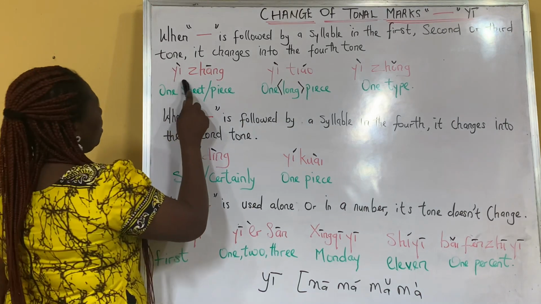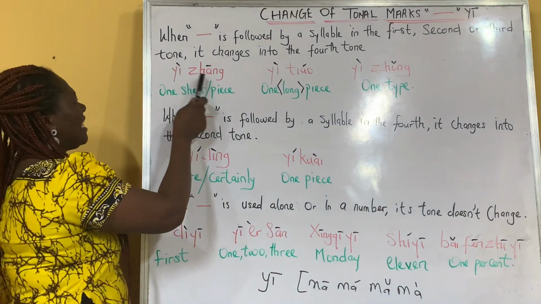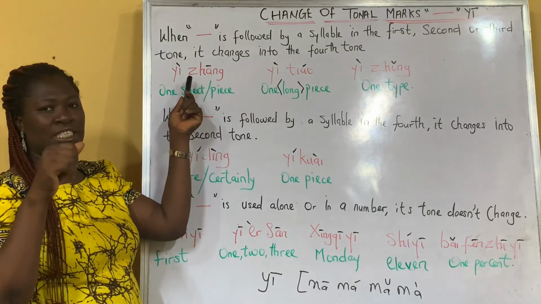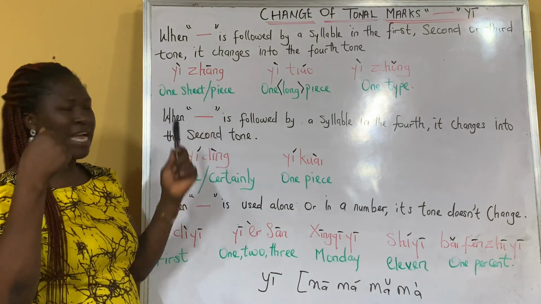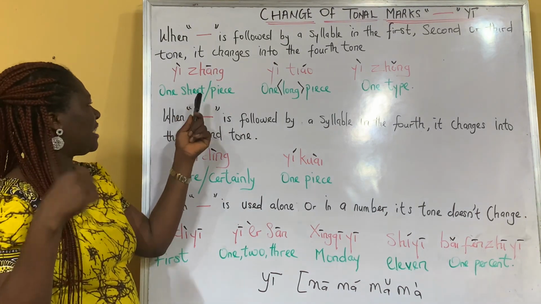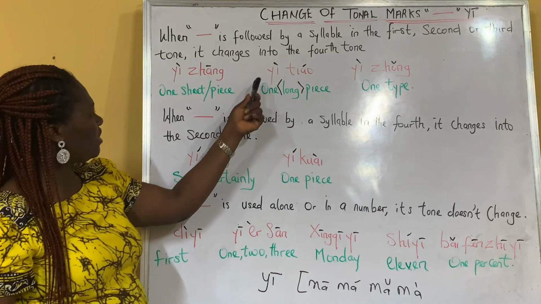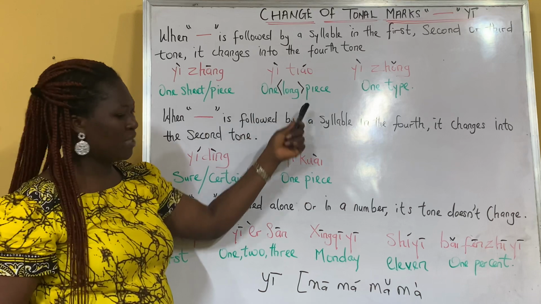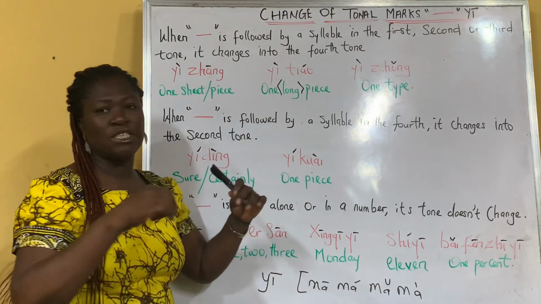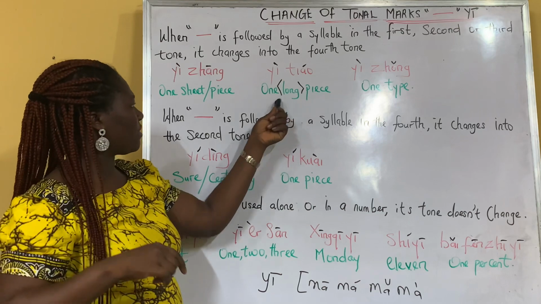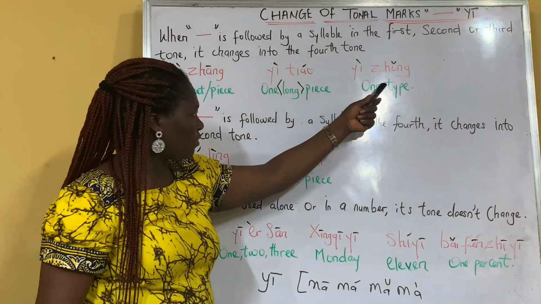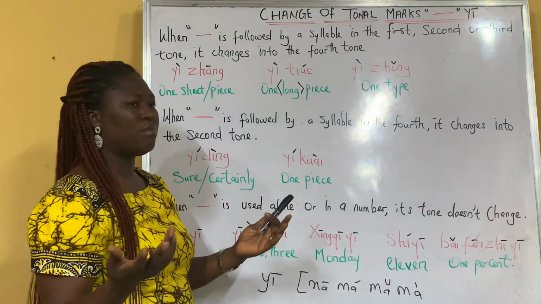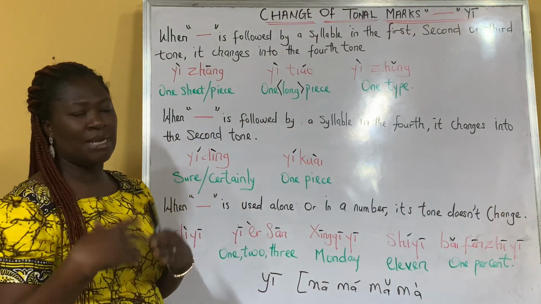Example: yí jiàn. What is the meaning of yí jiàn? It means a piece or a sheet, like yí jiàn piào, a ticket. The next one is yì tiáo. Yì tiáo also means a piece of something that is long. Then the next one is yì zhǒng, which is a type of something, like yì zhǒng dōngxi, a type of something.